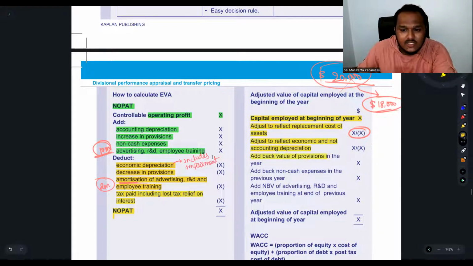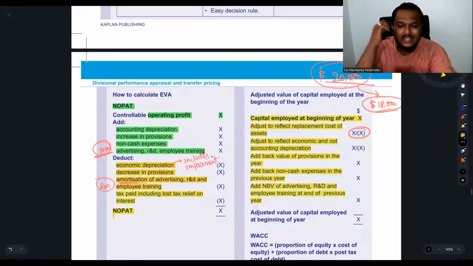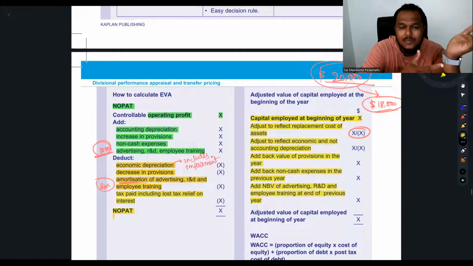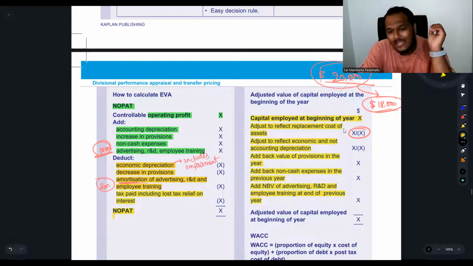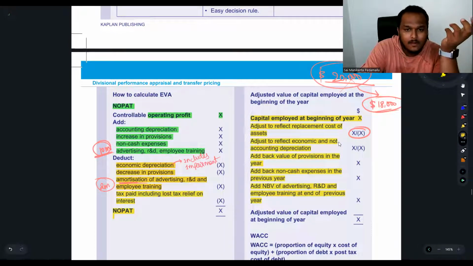Similarly, if you have any provisions in the current year, add them back to the capital employed. Any non-cash expenses in the current year, in the previous year, add them back. Then add NBV, net book value of advertising, R&D and employee training at the end of the previous year. So if you have adjusted for something in the books of accounts in the previous periods, you need to make those adjustments. Whatever you have done here, these adjustments are also made on the capital employed side as well.